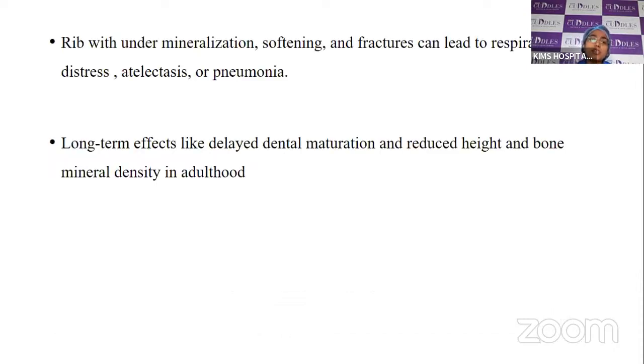Ribs with undermineralization, softening, and fractures can lead to respiratory distress, atelectasis, and pneumonia also. Long-term effects like delayed dental maturation and reduced bone height and bone mineral density will progress into adulthood.